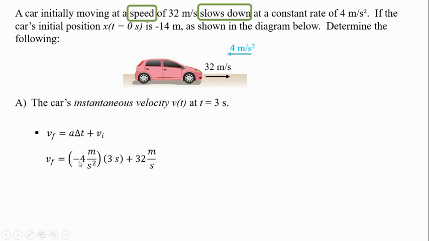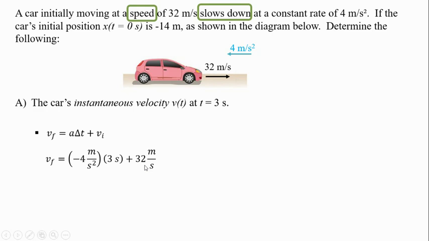So negative 4 meters per second squared, and the change in time would be 3, because that's what it asked me. I want to start at 0 seconds and just go to 3 seconds. So the difference would be 3 seconds. But if I start at 0 seconds, the statement said that the car was initially moving at a rate of 32 meters per second.